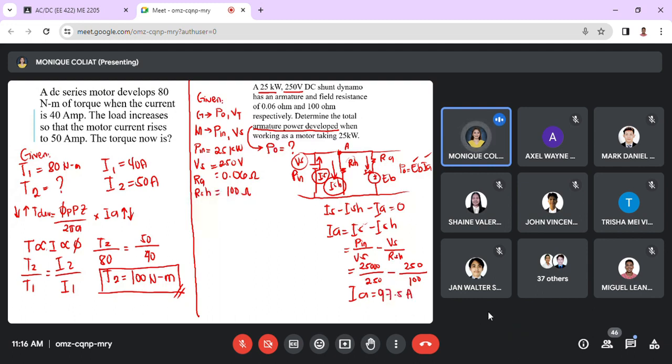So, what is the equation of EB? We have VS minus IA RA minus EB equal to 0. That is your KVL in the outer loop. So, we have EB is equal to VS minus IA RA. We have here VS of 250 volts, our IA of 97.5, RA is 0.06. So, what will be our EB? What you put here is the value stored in A.